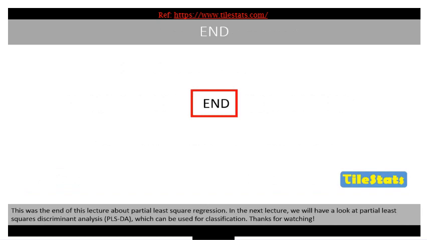This was the end of this lecture about partial least square regression. In the next lecture, we'll have a look at partial least square discriminant analysis, which can be used for classification.